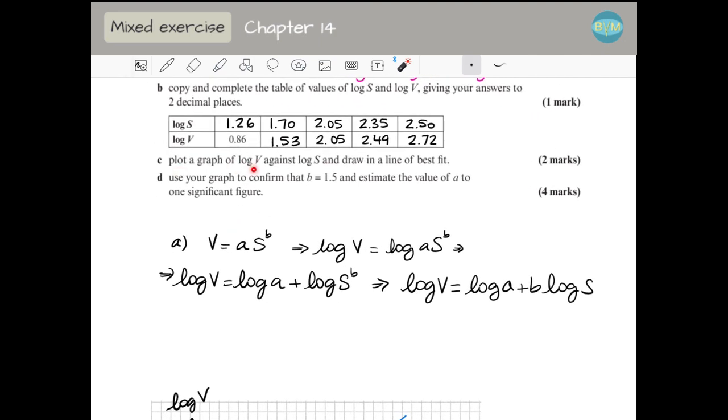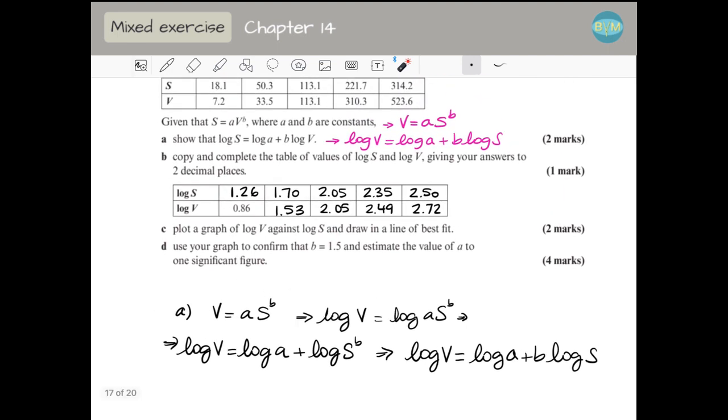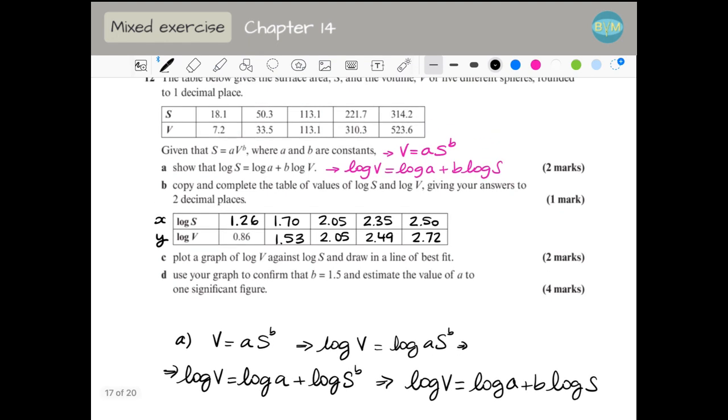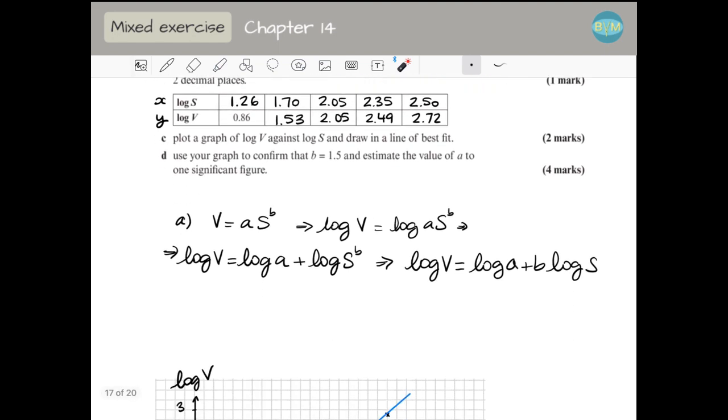Plot a graph of log V against log S. So log V is the Y, this one is the X. So my expression is going to be log V equal to something when I find the line of best fit. That's why I think this is the other way around.